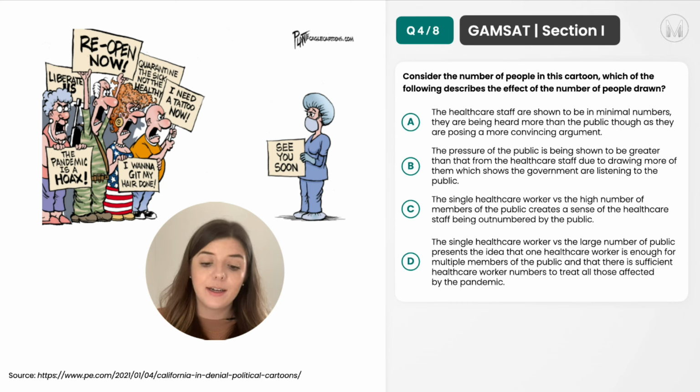A, the healthcare staff are shown to be in minimal numbers. They are being heard more than the public though, as they are posing a more convincing argument. For option A, the healthcare worker isn't actually seen to be posing an argument. She is simply standing there and saying, see you soon. Whilst she is shown to be in minimal numbers, there's also nothing to do with who the government is listening to more. So we can rule out option A.